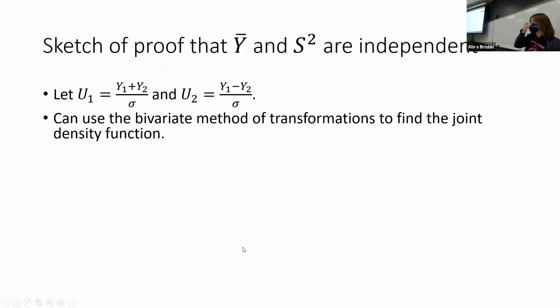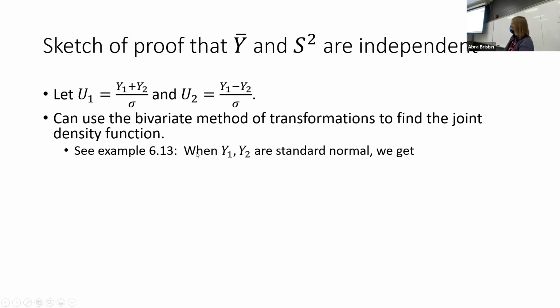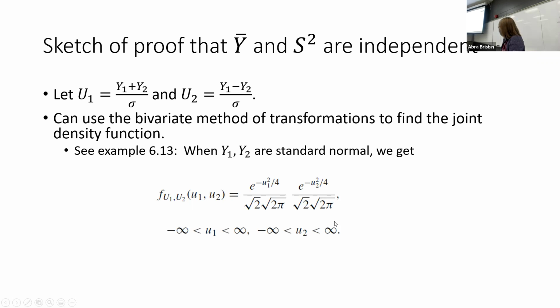So you can use the bivariate method of transformations to find the joint density function of u1 and u2. For example, when y1 and y2 are standard normal, you end up with this density function here: e to the negative u1 squared over 4 over square root of 2 square root of 2 pi, e to the negative u2 squared over 4 over square root of 2 square root of 2 pi. And if you want to see this proof, that's example 6.13 in your book.